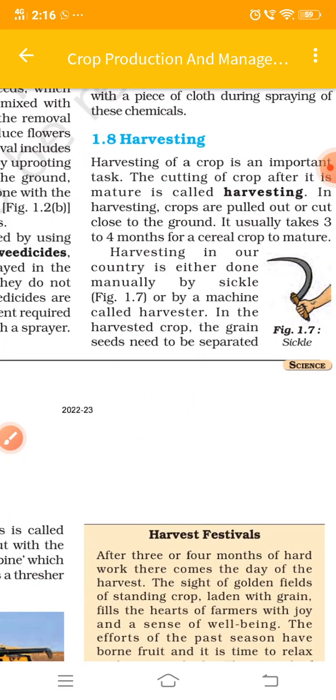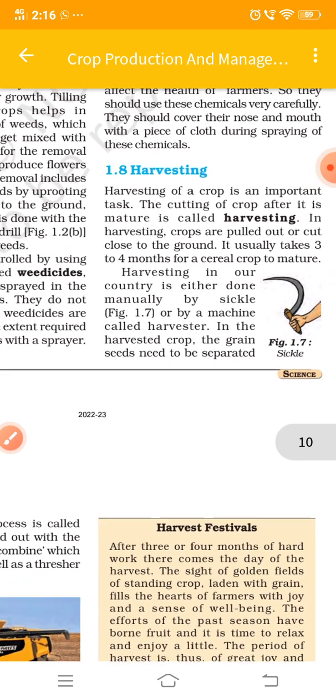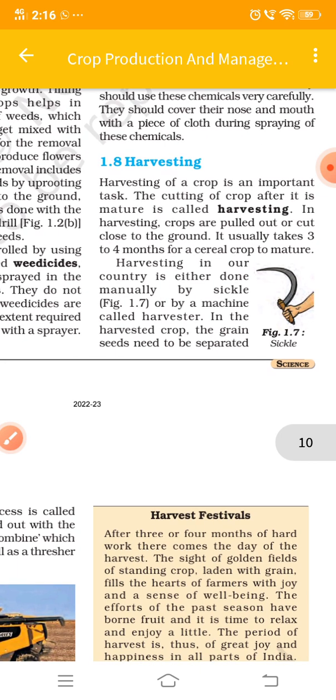Harvesting is the last process and the last point of this lesson. Harvesting of a crop is an important task because it is the cutting down of the crop after maturation. If the plant is mature and we say no, let it mature more, of course it will dry up. There's no use of that. So when the plant is matured, we need to harvest it, cut it, and sell it. It usually takes 3 to 4 months for a cereal crop to mature.